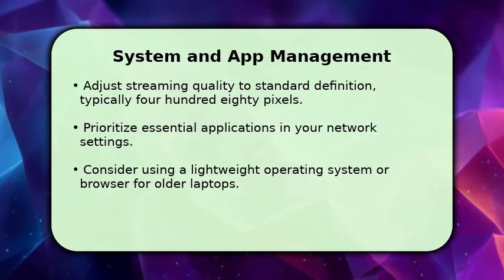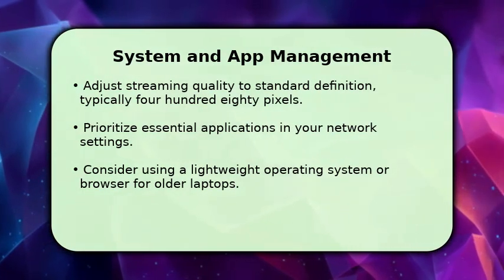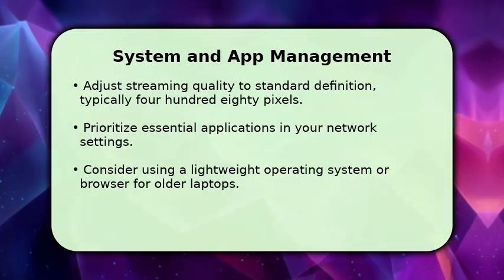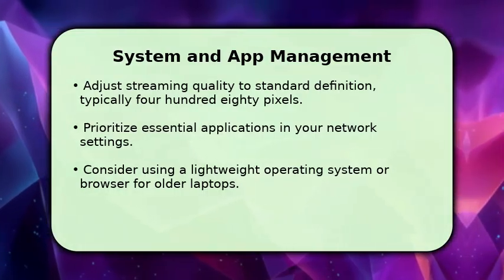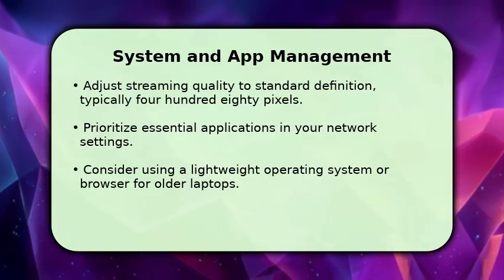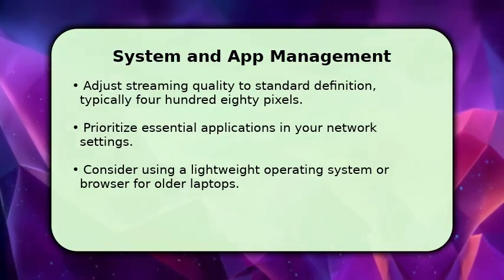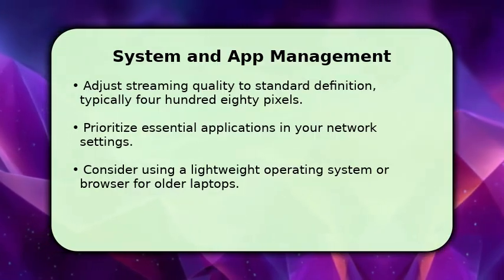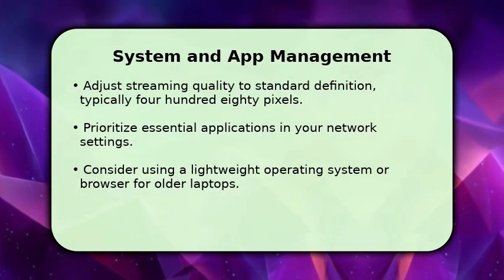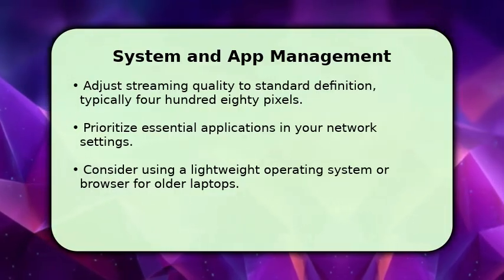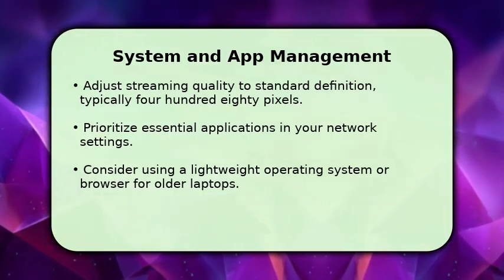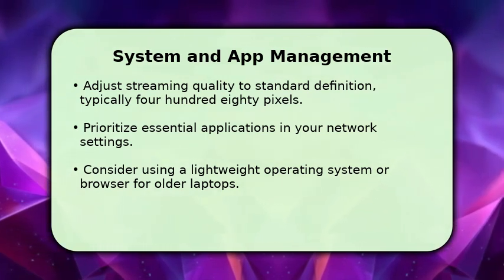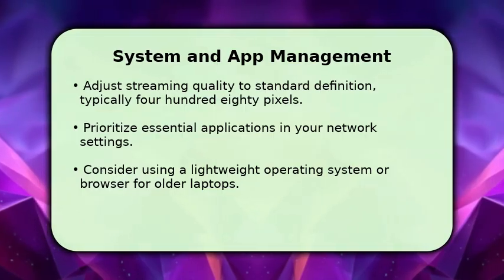Managing your system and applications effectively is crucial. When streaming, always adjust the quality to standard definition, usually 480 pixels, to save data. Prioritize your most essential applications in your network settings to ensure they get the bandwidth they need. For older laptops, consider a lightweight operating system or browser. Also, remember to compress large files before sending or receiving them, which can significantly reduce data usage.